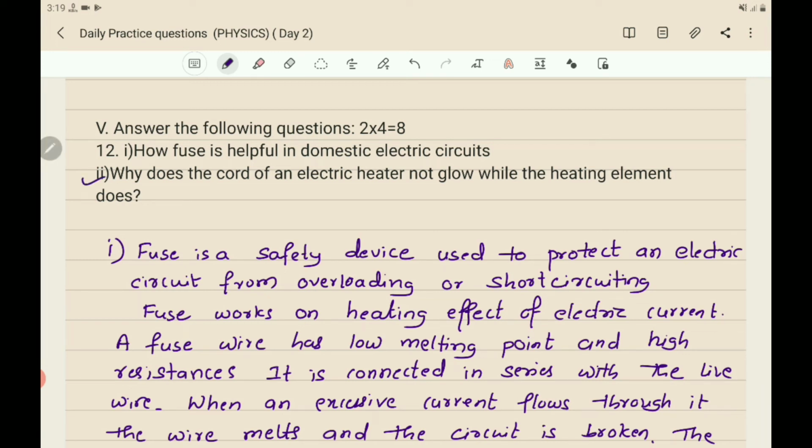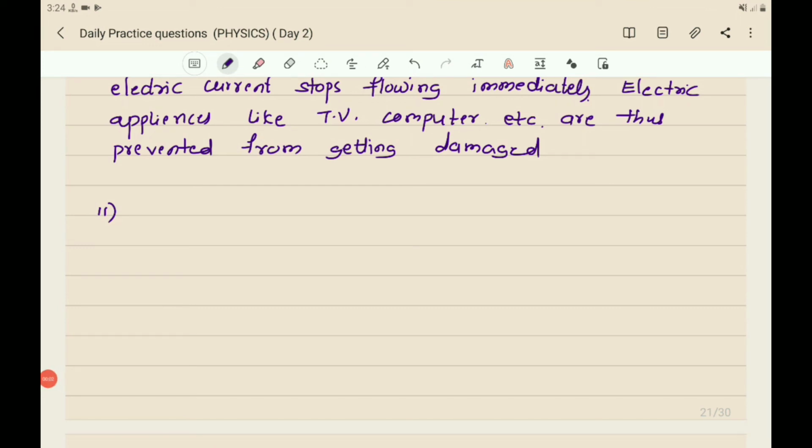The second question, why does the cord of an electric heater not glow while the heating element does? Here cord is having lower resistance and heating element is having higher resistance. Both the cord and the heating element of an electric heater carry the same current, but the heating element becomes hot due to its high resistance and begins to glow. The cord remains cold due to its low resistance and does not glow.